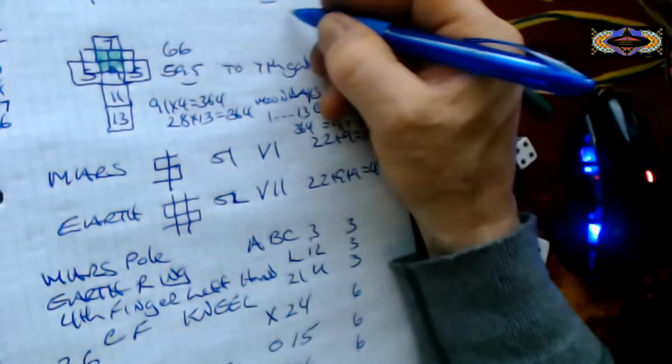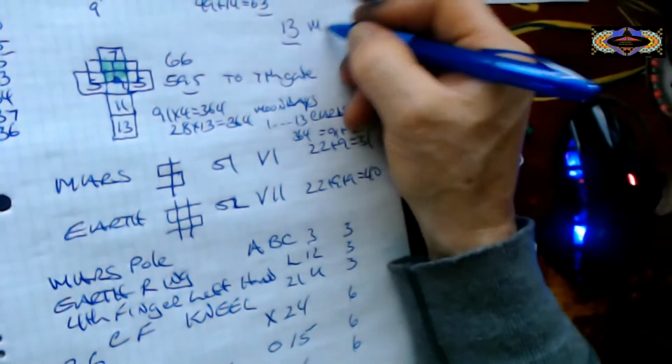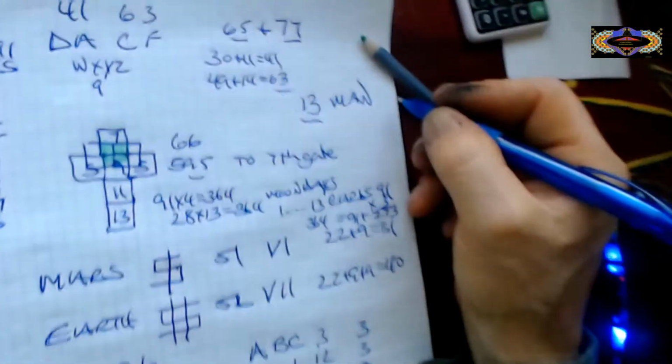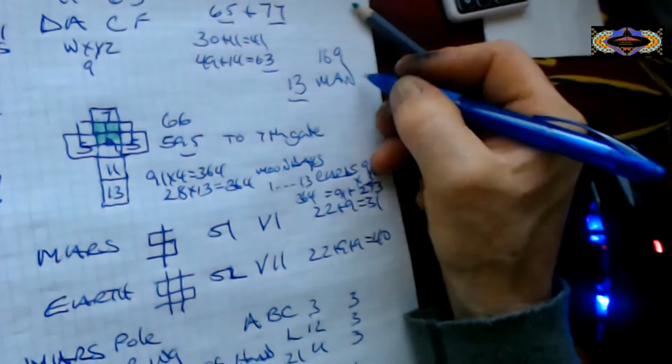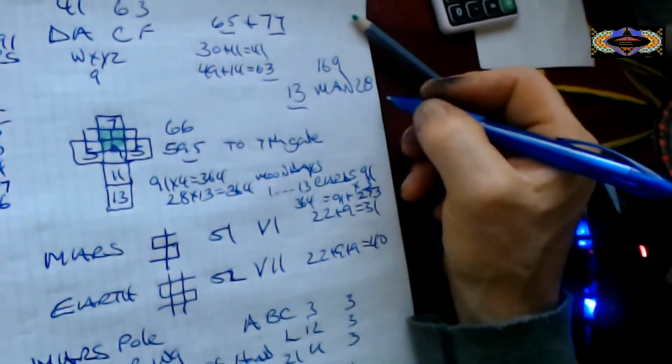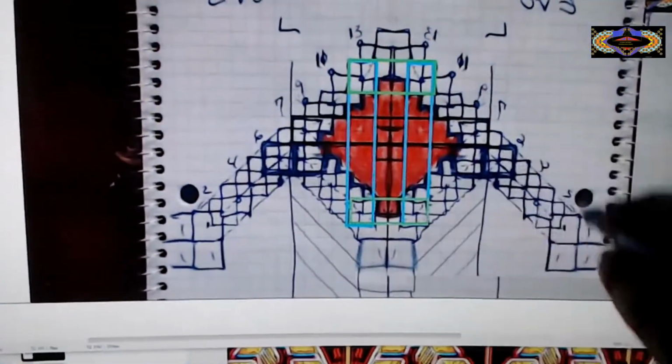The moons. 13 is for man, because man is 169 moons, and the word for man is number 28. And the word itself is made right over here, all in one word. M-A-N.